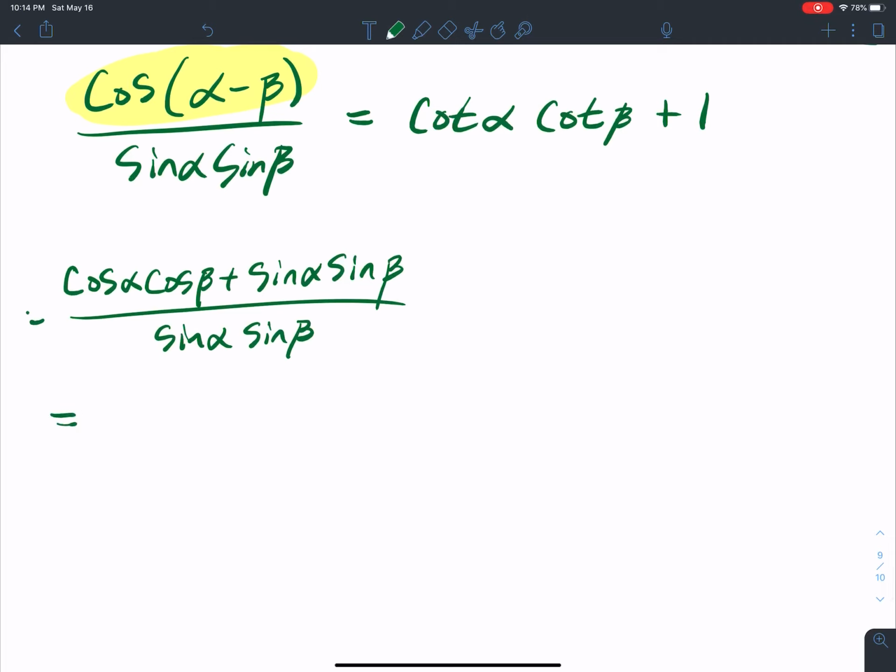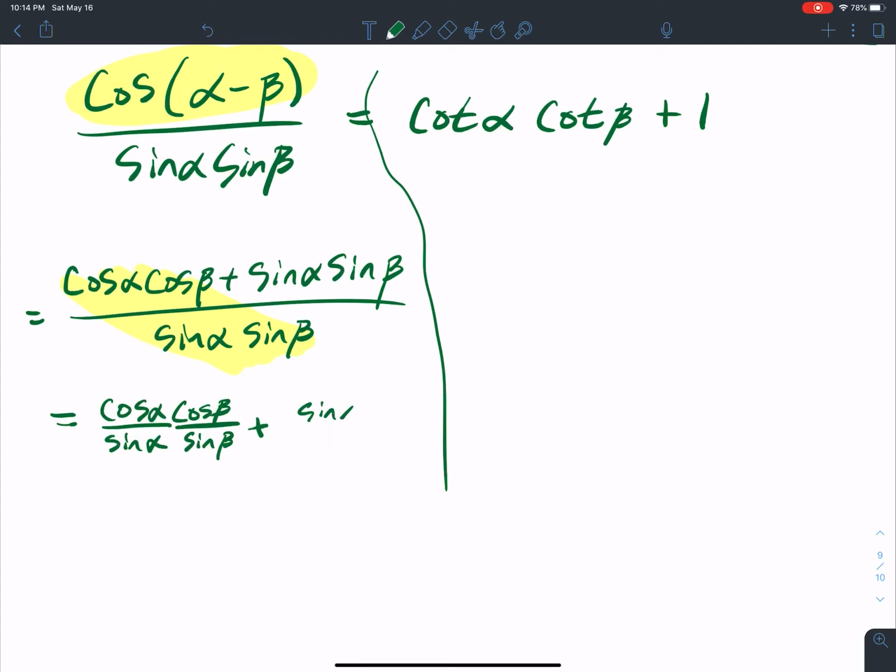What do I get? Well, I get cosine alpha cosine beta over sine alpha sine beta. I didn't simplify anything yet. I just divided these two pieces. Okay. Now I'm going to divide the second two. And so if I do that, that's sine alpha sine beta over sine alpha sine beta. This is nice. All those cancel and I just get 1.